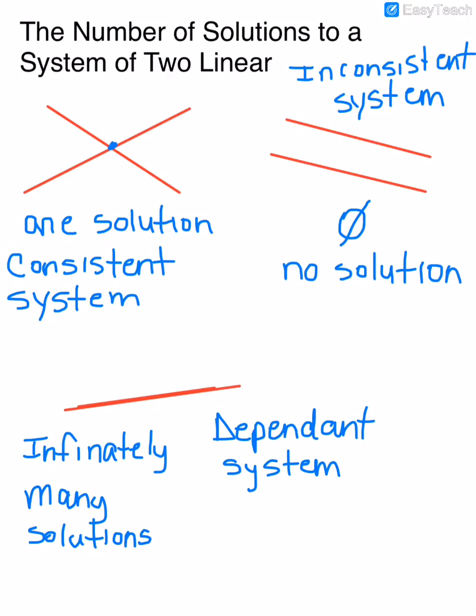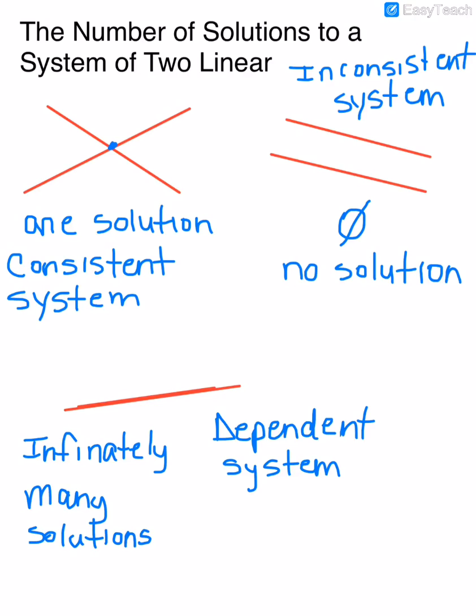So in a dependent system, I spelled that wrong, it's with an E. In a dependent system, the way that I think about it is it's the same line, there are two lines on top of each other, they depend on each other. So that's called a dependent system. Okay, so if they cross in one point, it's a consistent system. If they don't cross at all, that's an inconsistent system and there's no solution. If the two lines are the same, or the two lines are on top of each other, that's infinitely many solutions, and that's a dependent system.